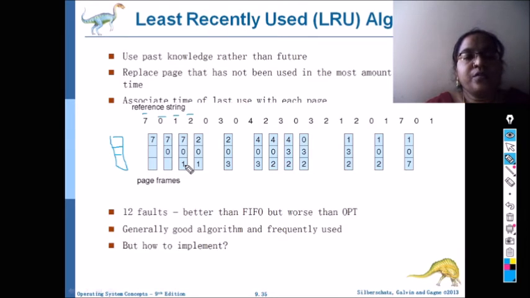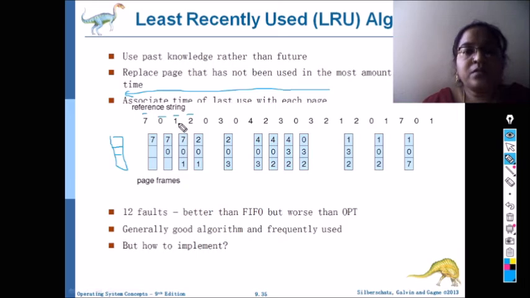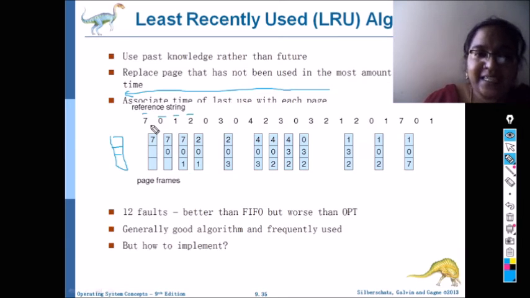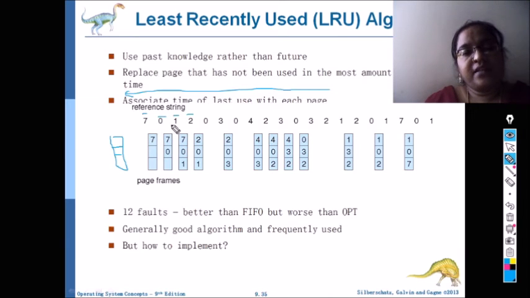You are checking the page that has not been used for the most amount of time. So now you are checking in the reverse direction, using past knowledge. Among 7, 0 and 1, recently used was 1, before that we used 0, before that we used 7. So 7 is least recently used, and we have to replace 7 by 2.